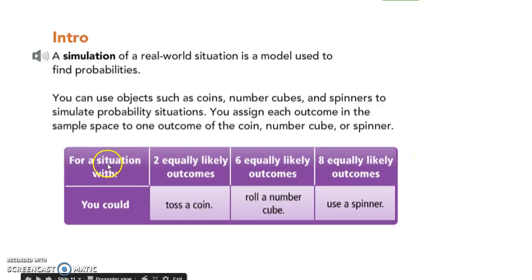If we wanted a situation with two equally likely outcomes, one simulation that we could use would be tossing a coin, because how many equally likely outcomes does that offer? Two, either heads or tails. If I wanted a situation that had 6 equally likely outcomes, what simulation could I use? I could roll a number cube, because I know there's 6 sides on the number cube. If I wanted 8 equally likely outcomes, a simulation I could do is draw a spinner that has 8 equal sections. Okay, so for simulations, you're figuring out which object can I spin or flip or roll that's going to give me however many outcomes I'm searching for.